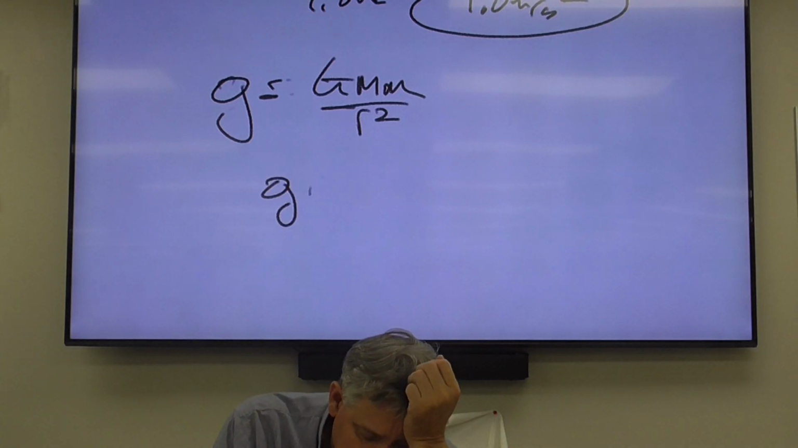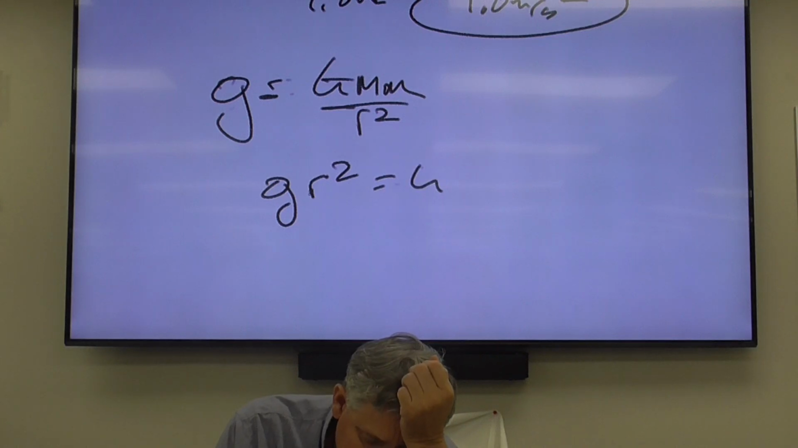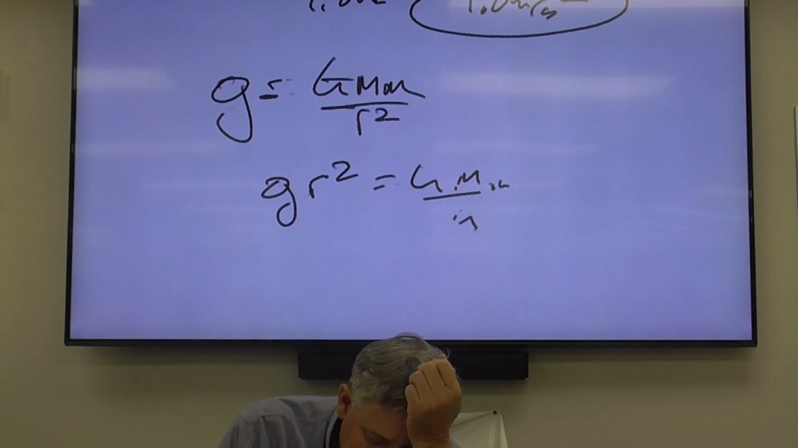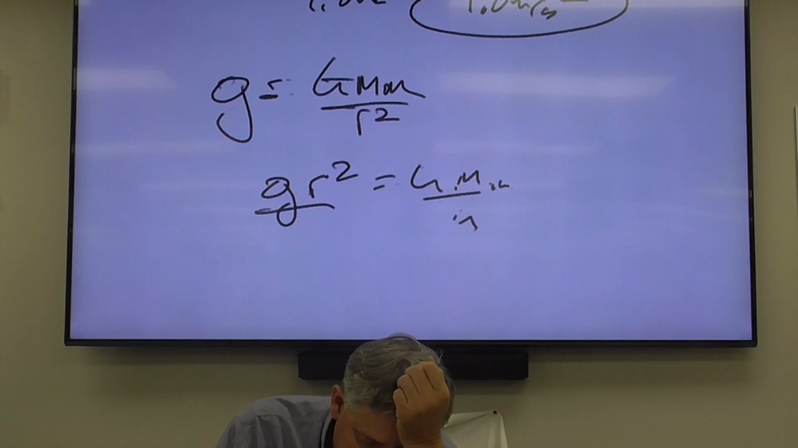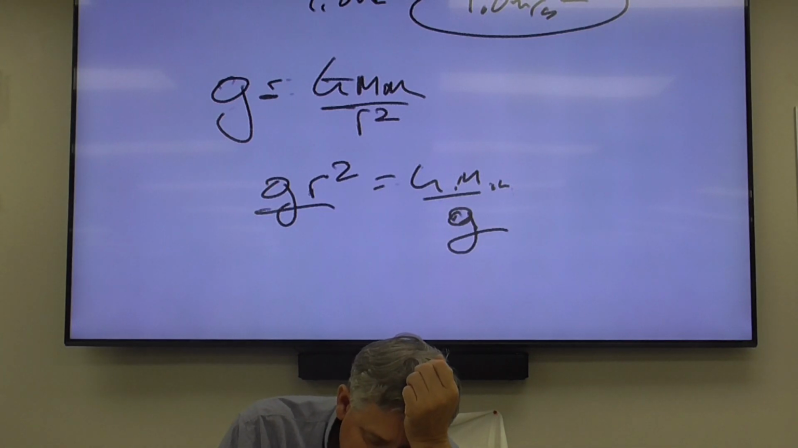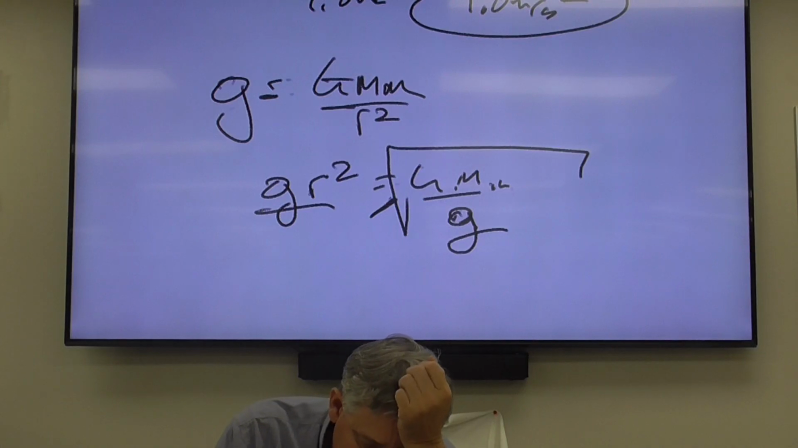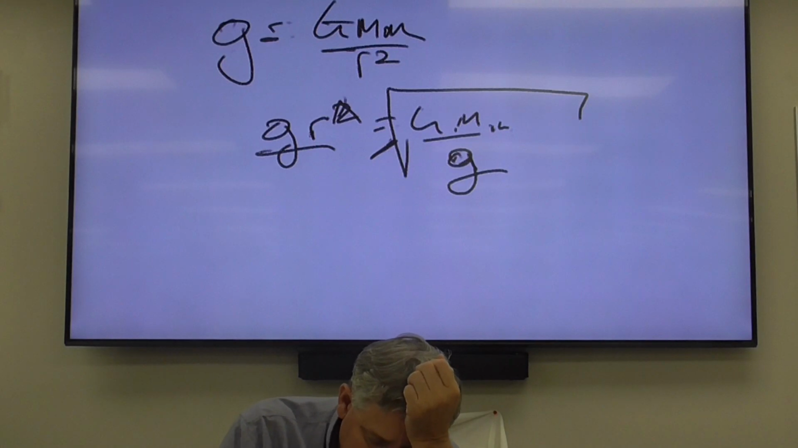So I got g r squared equals big G mass of the moon, and then I want to find that radius, so I'm going to divide by little g, and then I'm going to take the square root of that to get little r.